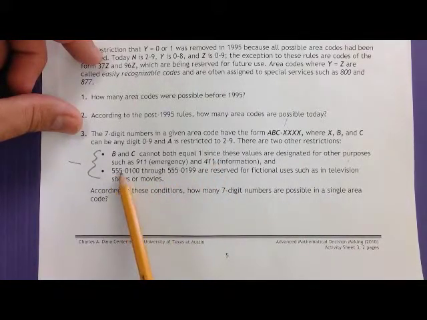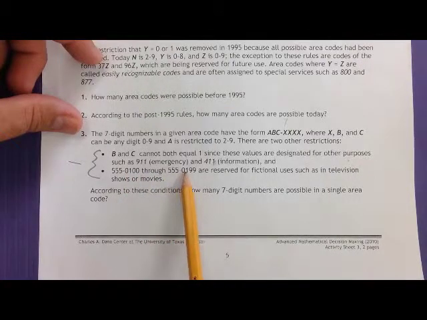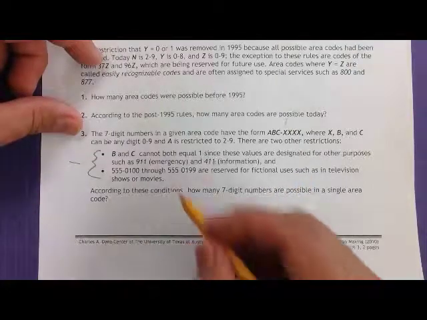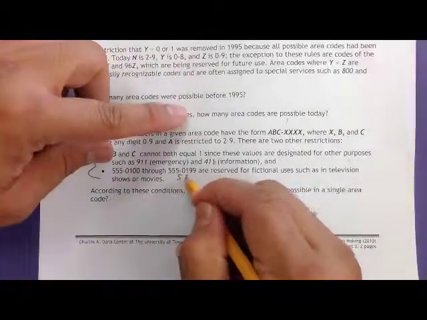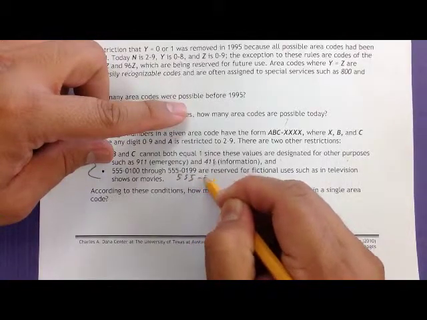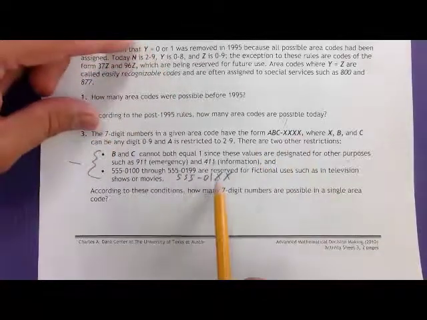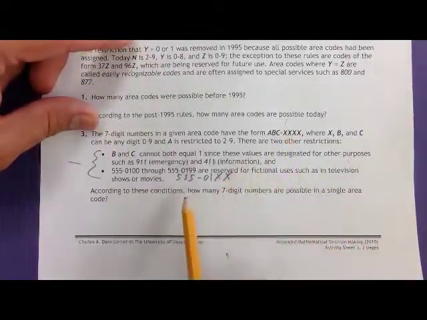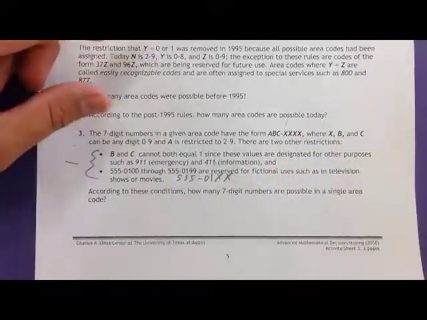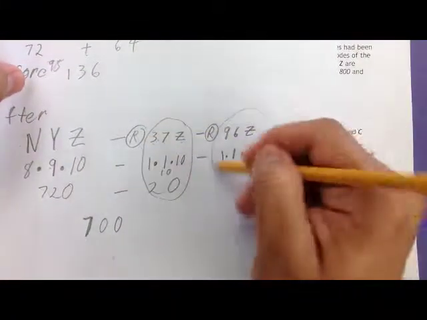And then 555-0100 through 555-0199 are reserved for fictional uses such as television. And the form for that would be 555-01XX, just like what we do right there. So we're going to be using it in this form. And we're going to do it just like we did over here.